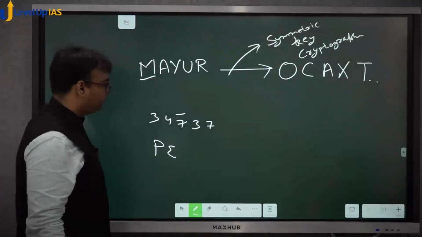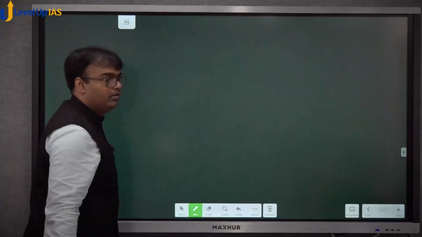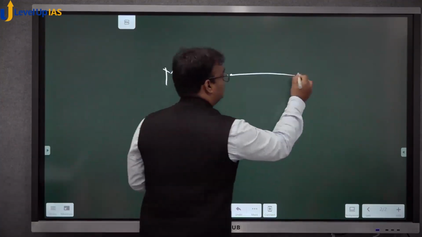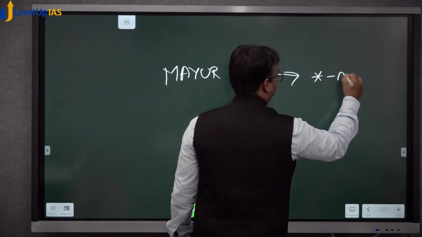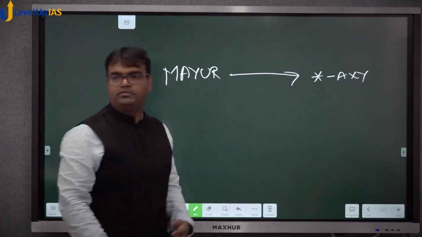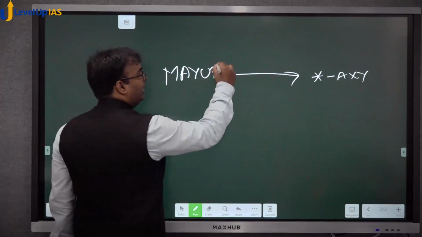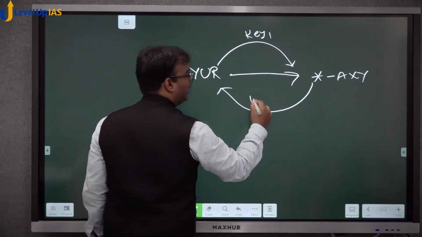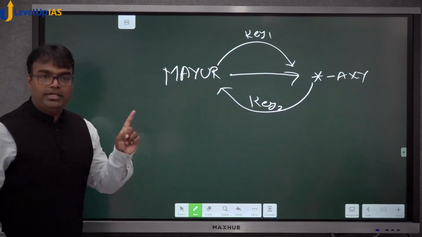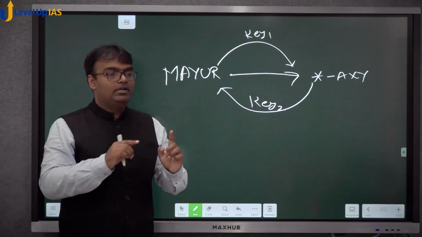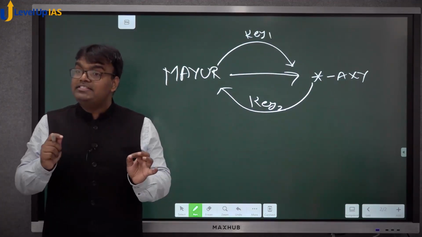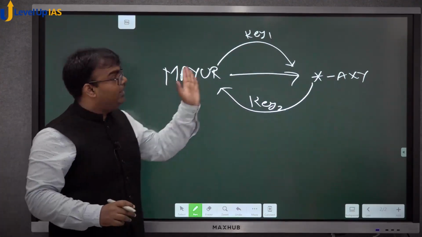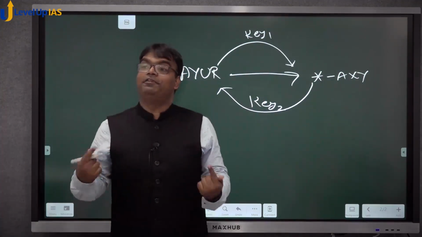लेट्स गो बैक टू Mayur. Mayur has to be converted into a ciphertext. Here, encryption uses a key 1, decryption uses a key 2. The key for encryption and decryption are different, asymmetric. Why it is being called asymmetric key cryptography? Please understand that. The key for encryption and decryption are different.